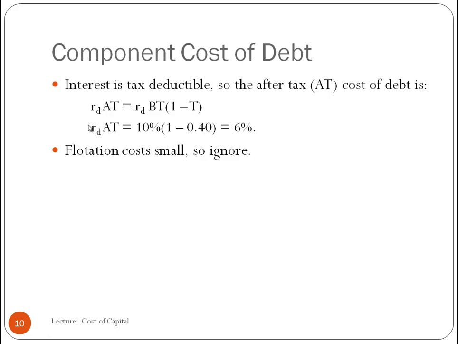Note, there may be flotation costs associated with this. This is why our friendly investment banker was happy to take our phone call and tell us how much it would cost, because if we were actually issuing these bonds, they would be the ones to facilitate that, and they would charge a small fee. But in general, the flotation costs on bonds, relative to the offerings, are not so big. So for our purposes, we can just ignore them. And so in this example, the component cost of debt after tax is 6%.